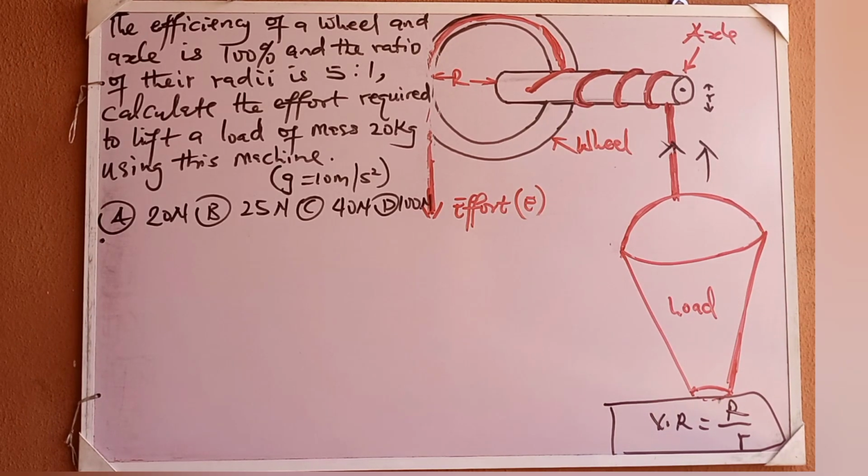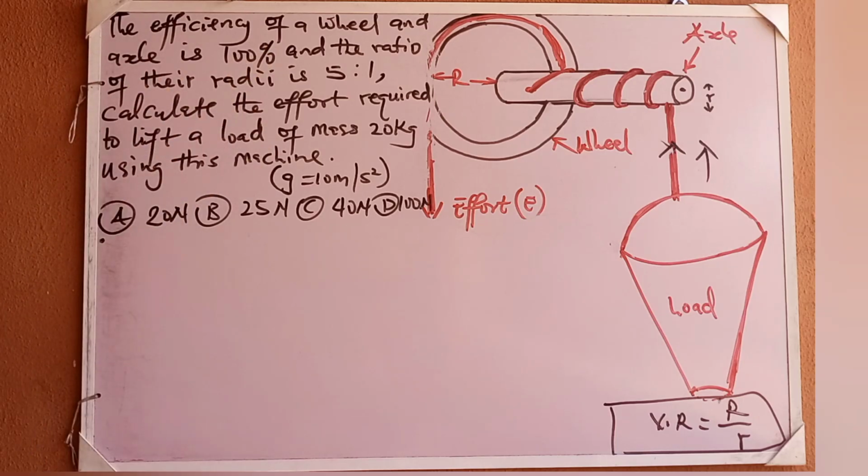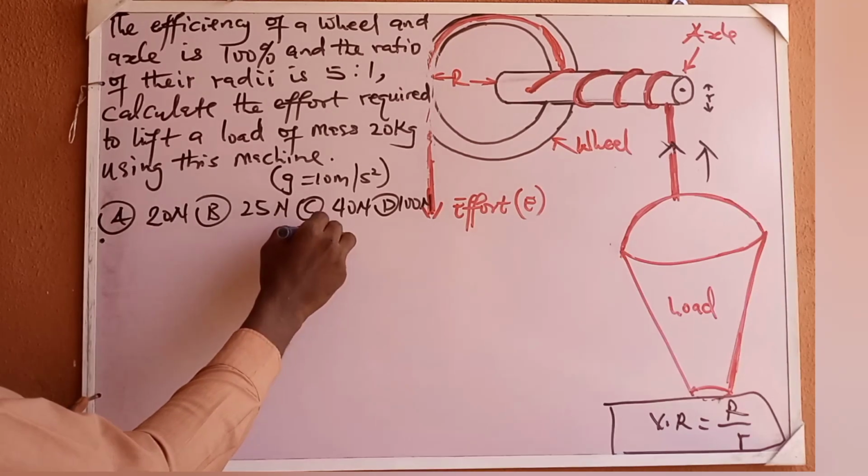So this is the second example we're going to look at. It says the efficiency of a wheel and axle is 100%, and the ratio of their radii is 5:1. Calculate the effort required to lift a load of mass 20 kg using this machine. And these are the options given to us. So quickly, we're going to solve that.